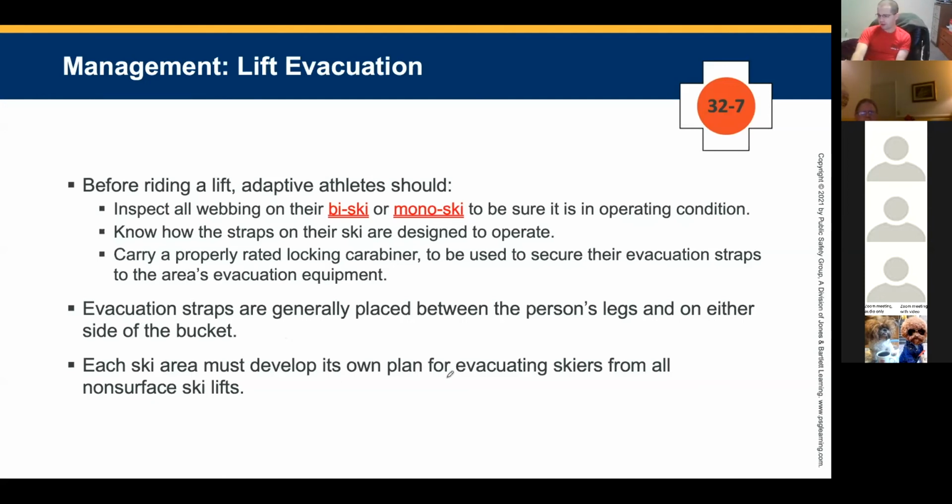Each ski area must develop its own plan for evacuating skiers from all non-surface ski lifts. I believe our plan is if they are with somebody, a guide or a person assisting them, that person helps get that adaptive athlete off first. However, if we have an adaptive athlete or somebody who cannot come down, then we do have a way to get a patroller up to them. Usually that involves choosing the lightest patroller that we have and then having a bunch of strong, muscly individuals pull a rope up to get that individual up to the ski lift.